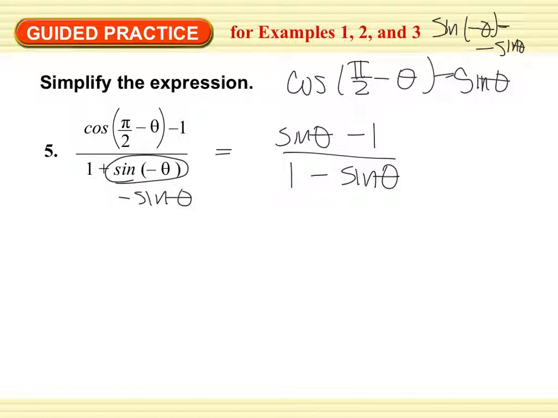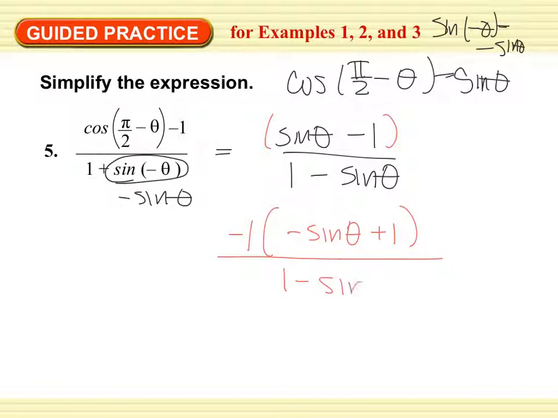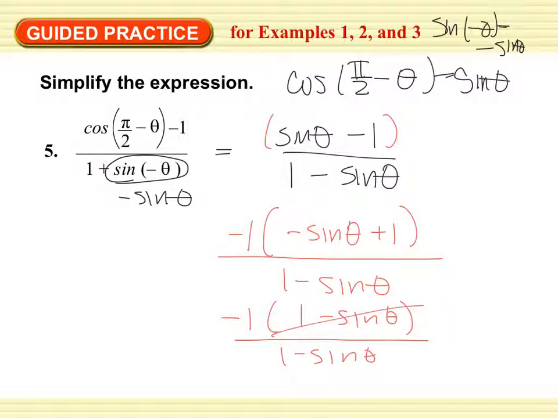Well, I can do a little bit of magic here, and I can factor out a negative 1 from the numerator, and that will give me negative sine theta plus 1, which I can then rearrange to 1 minus sine theta. And then I can cancel out the numerator and the denominator. Kind of magical. When we're simplifying, we're always trying to take the complicated things and make them more simple.